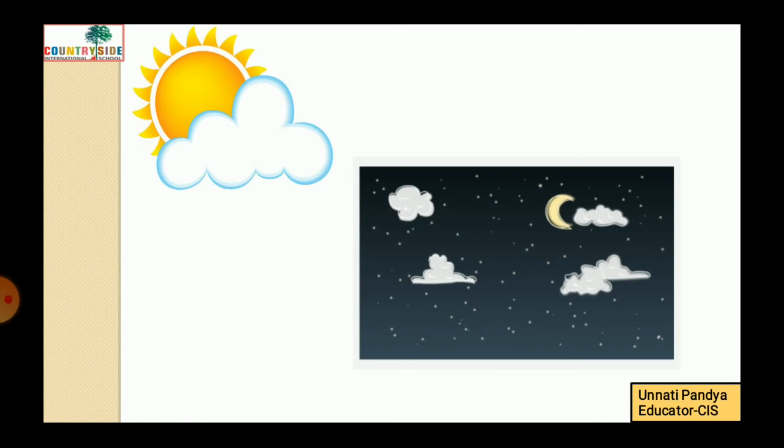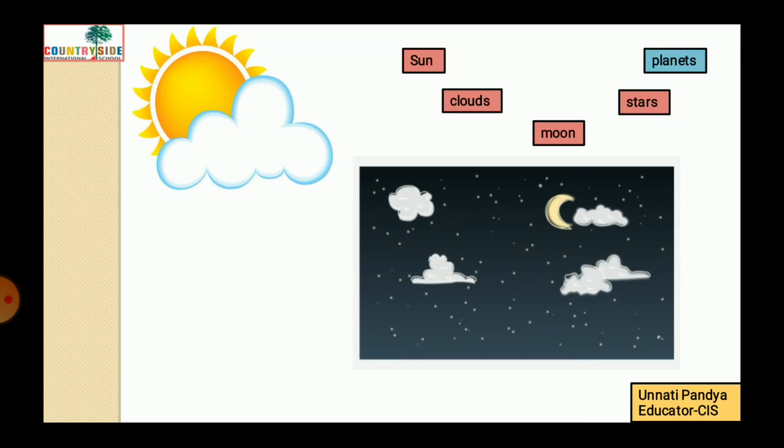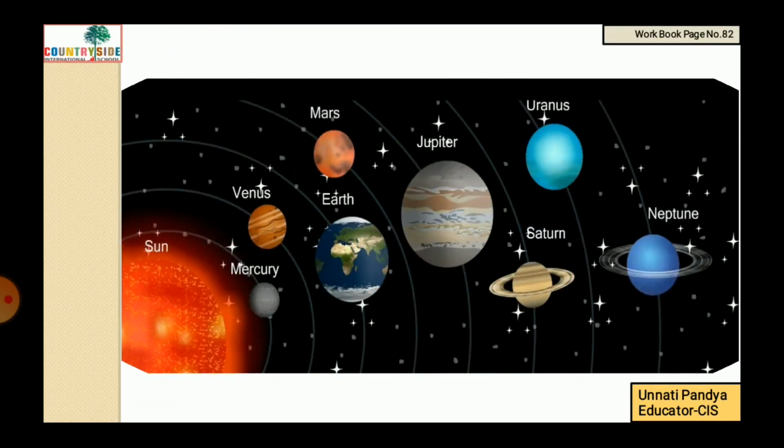There are many objects in the sky: sun, clouds, moon, stars, planets. Let's talk about planets today. These are the 8 planets of the solar system: Mercury, Venus, Earth, Mars, Jupiter, Saturn, Uranus, and Neptune.